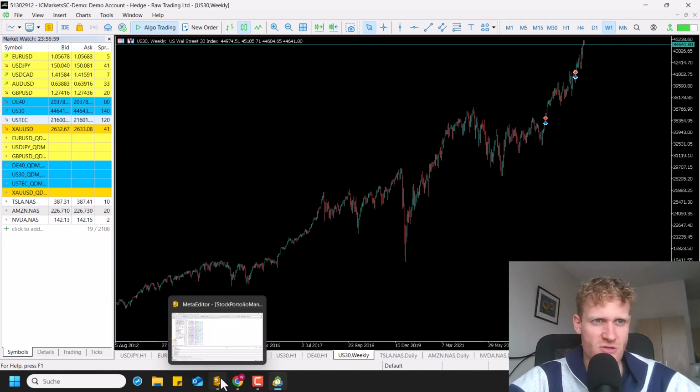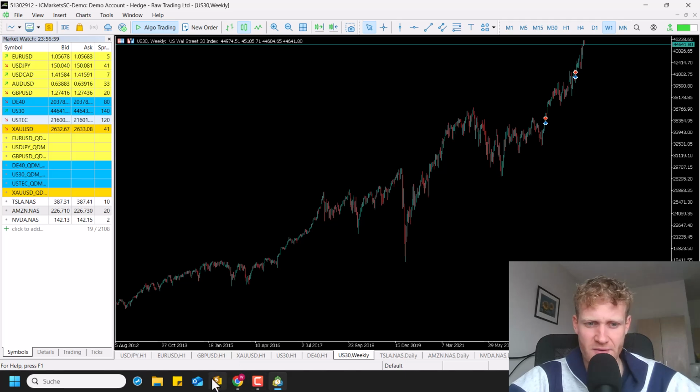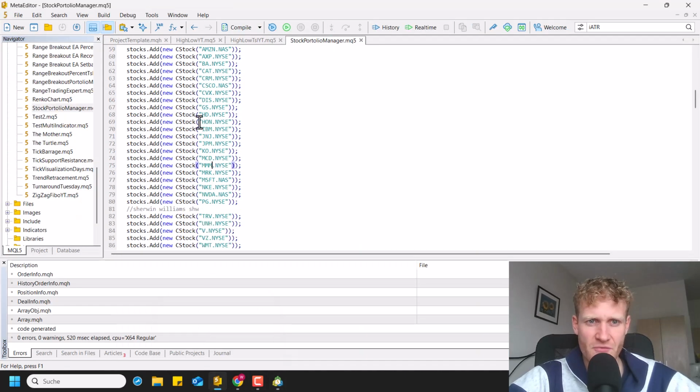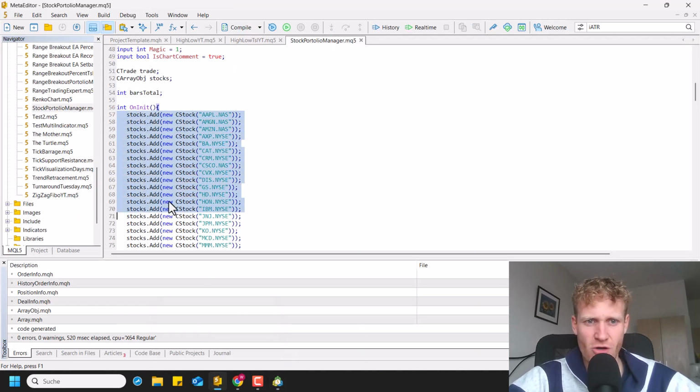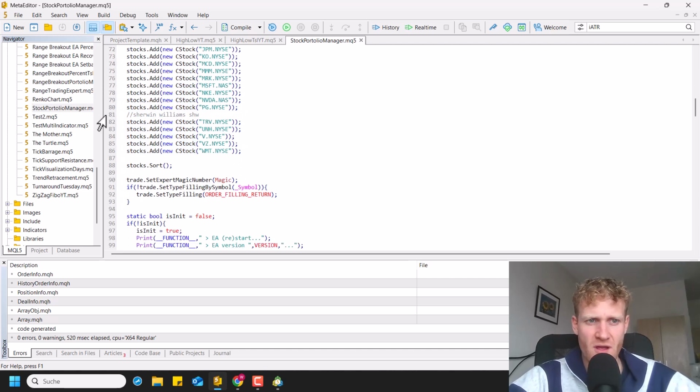This is currently IC Markets, I think. And I found all of them here, so I added all of them to an array. So now I have all of the stocks. The only exception is Sherwin-Williams.